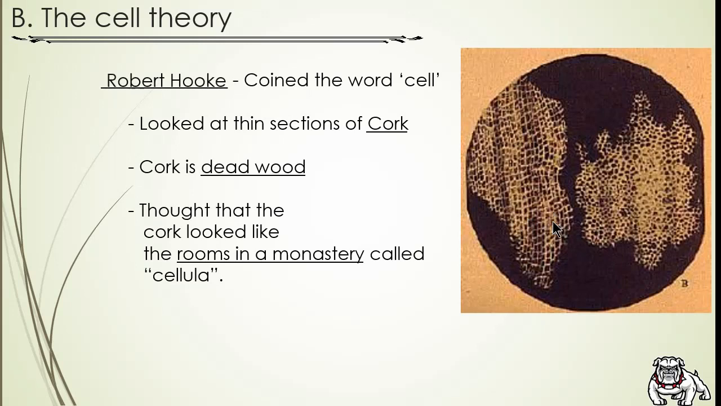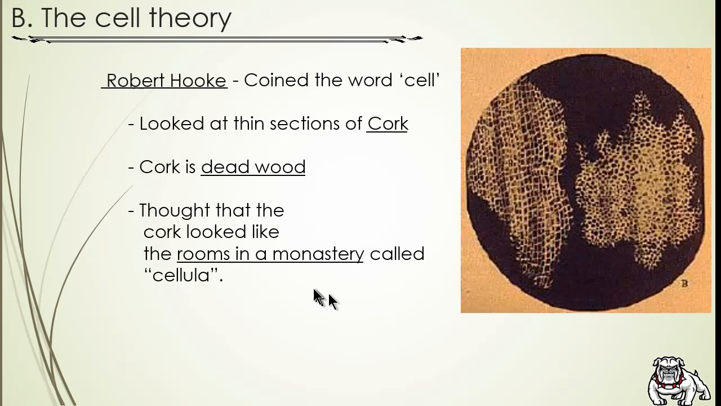And so as he was looking at this, what he thought is that, hey, this looks kind of like the rooms that monks lived in when they were at a monastery, and those were called cellula. And so based on this term for the rooms in a monastery, he coined the term cells. And this is one of the first times you had evidence of a sub-level of, in this case, what would be wood. Obviously, Leeuwenhoek, when he invented the microscope, was able to see pond protists.